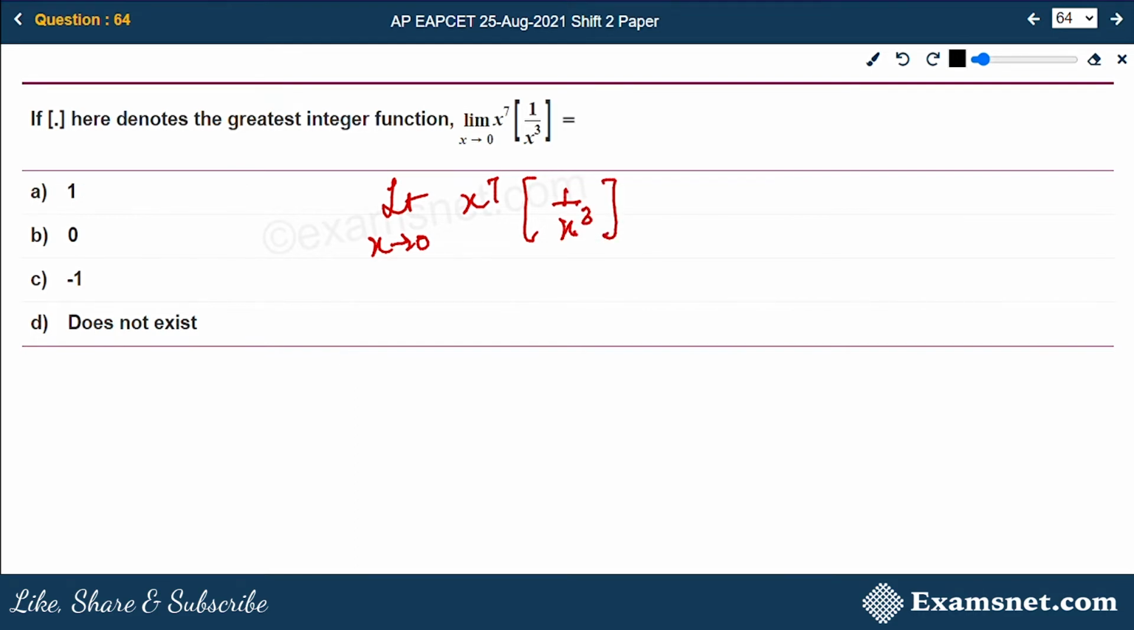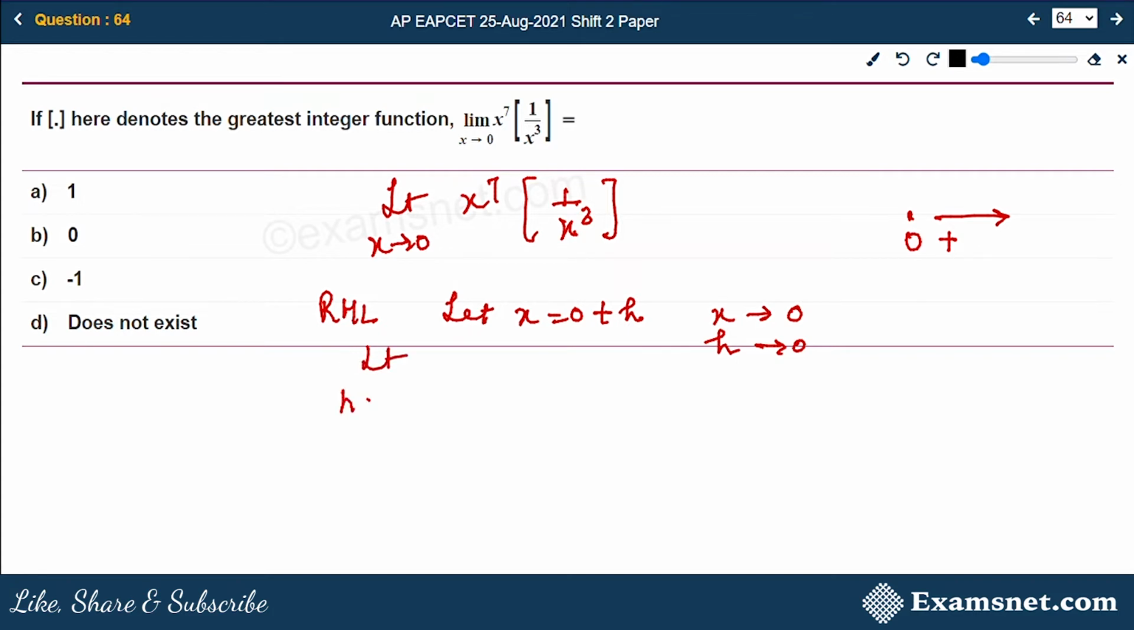Now there are two cases. There is a right hand limit and there is a left hand limit. See, x is over here, at 0. If I move towards the right, that will be the right hand limit, which means I'm adding something to 0. Let x be equal to 0 plus h. When x approaches 0, h also approaches 0. So this right hand limit will become the limit as h approaches 0 of h raised to power 7 times the greatest integer function of 1 upon (0 plus h) raised to power 3.